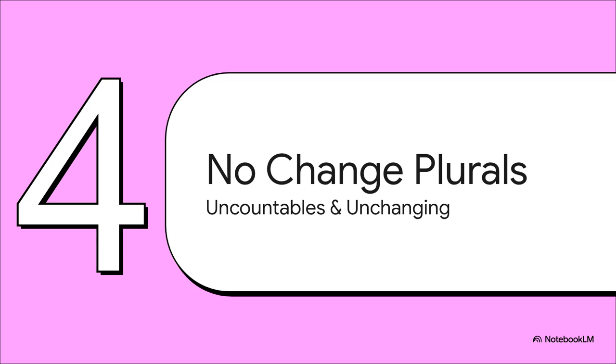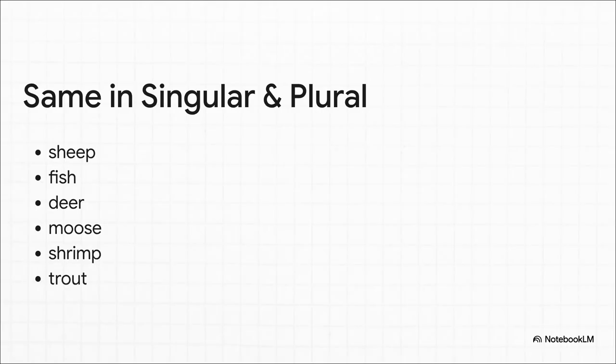We've seen rules, we've seen exceptions, but what if the rule is that there is no rule? This last category is for nouns that don't change one bit. They look exactly the same whether you're talking about 1 or 100. Take a look at this list. You notice a pattern here? A lot of them are animals, right? Especially animals we think of as being in a group or a herd.